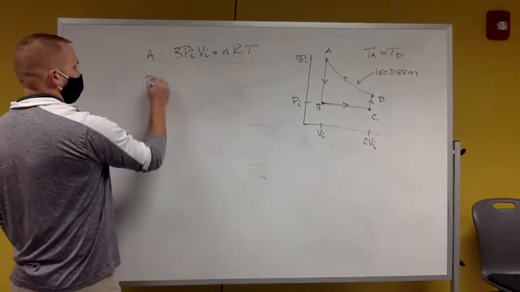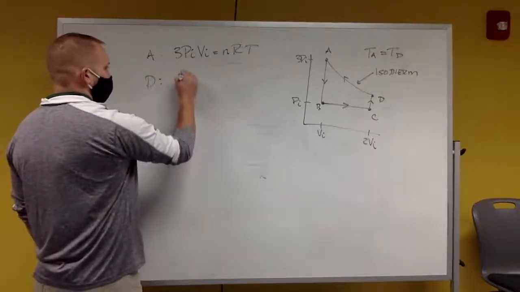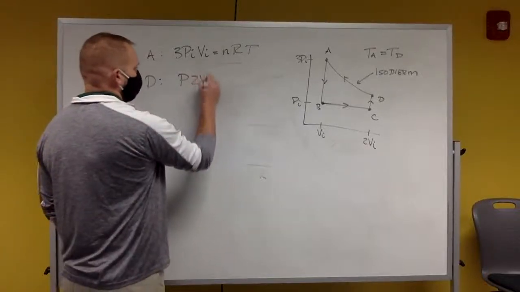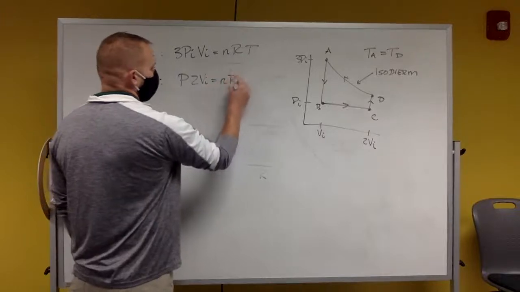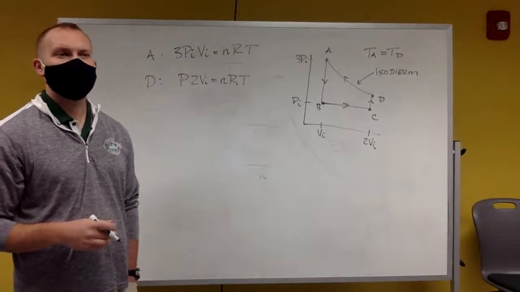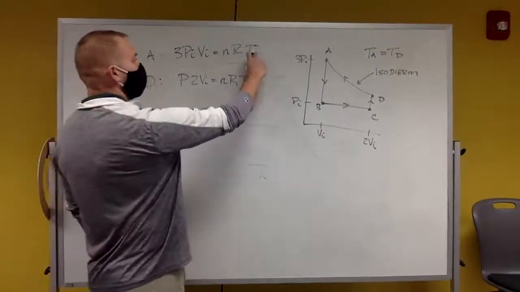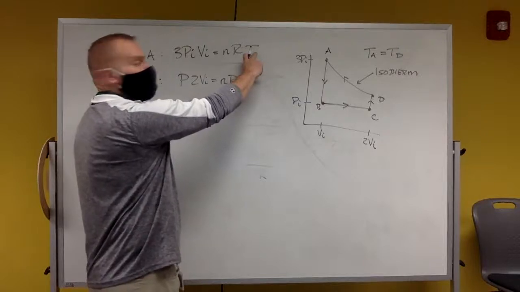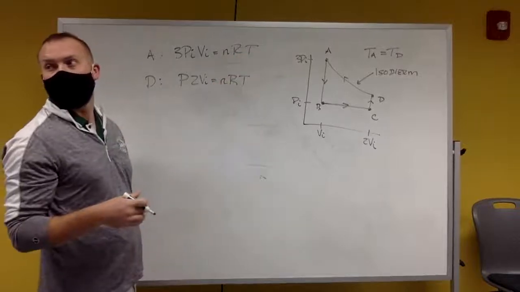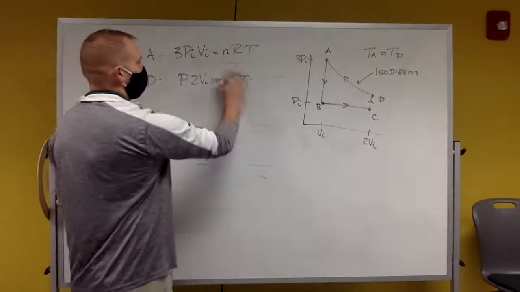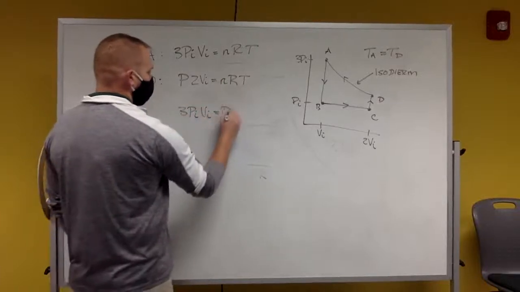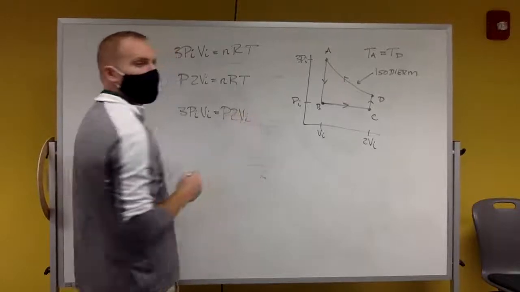At D, it is P, which is what we're looking for, times 2Vi equals nRT. And what do we know? We know that these T's are equal, yes? So if these T's are equal, this entire right side of my equation must be equal. So we can get rid of this and say that 3Pi Vi equals P 2Vi. Yeah?